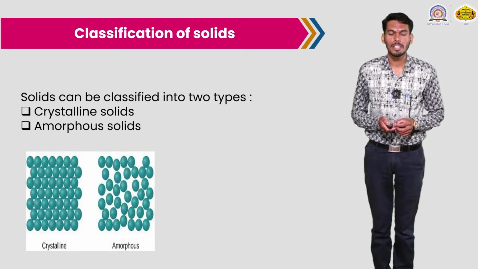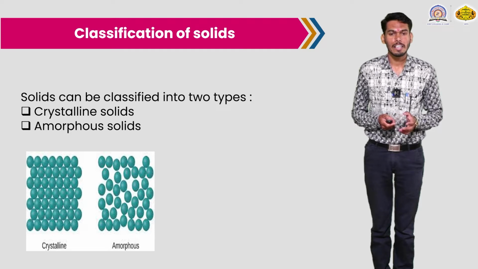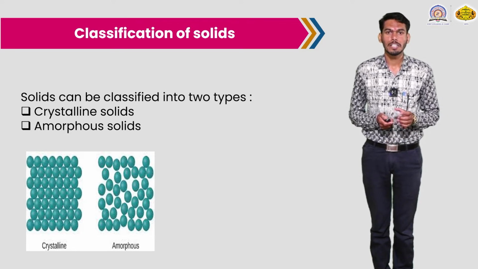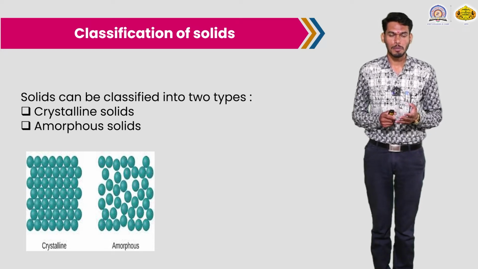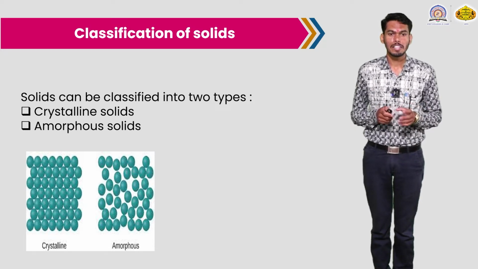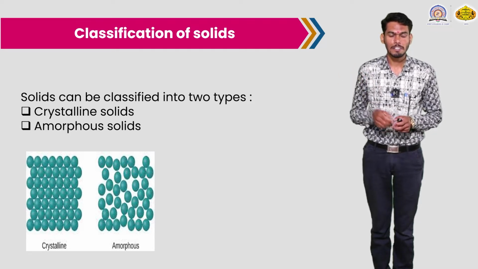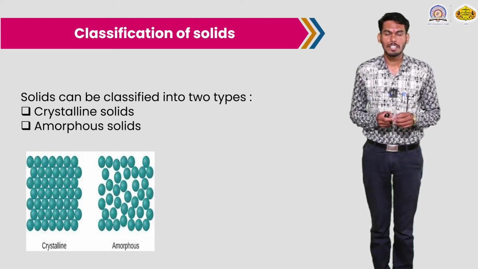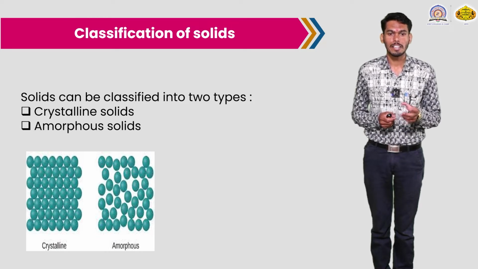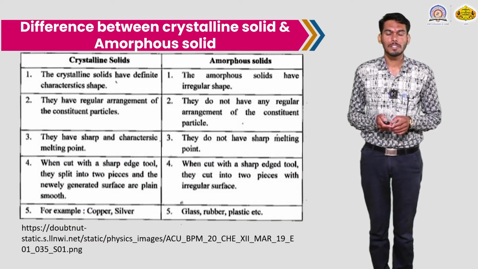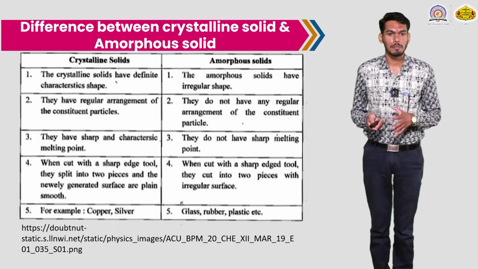Classification of solids. Solids are generally classified into two classes, that is crystalline solid and amorphous solid, based on the arrangement of atoms, ions and molecules in their framework, as shown in the figure. In a crystalline solid, the atoms, ions or molecules are arranged in an orderly manner, whereas in an amorphous solid they are not arranged in an orderly manner. This is the basic difference between crystalline solids and amorphous solids.